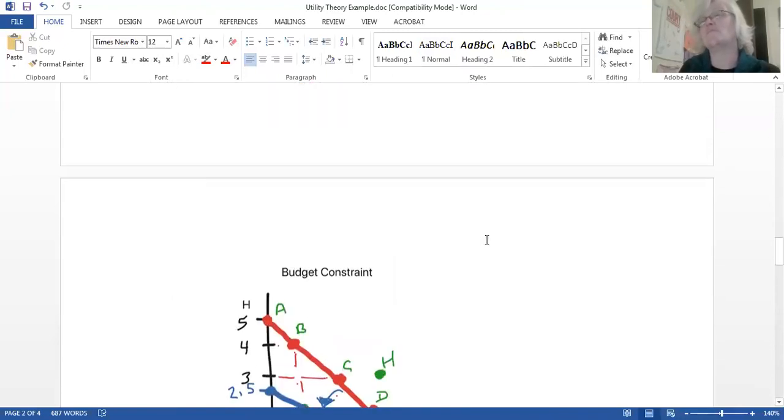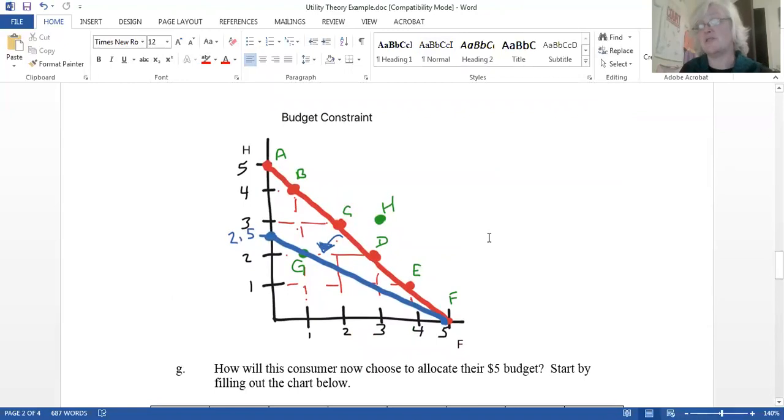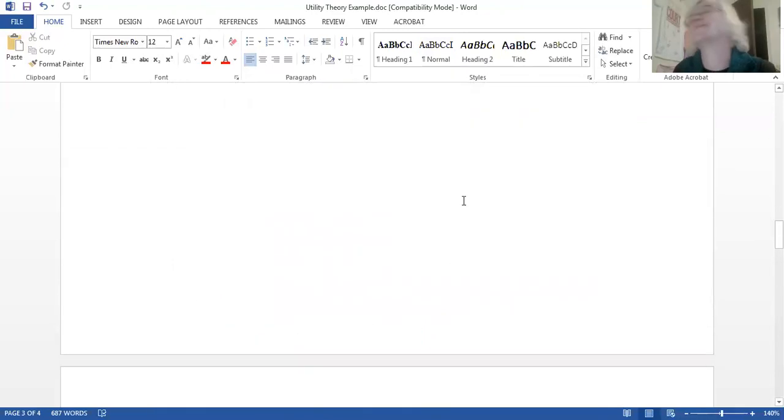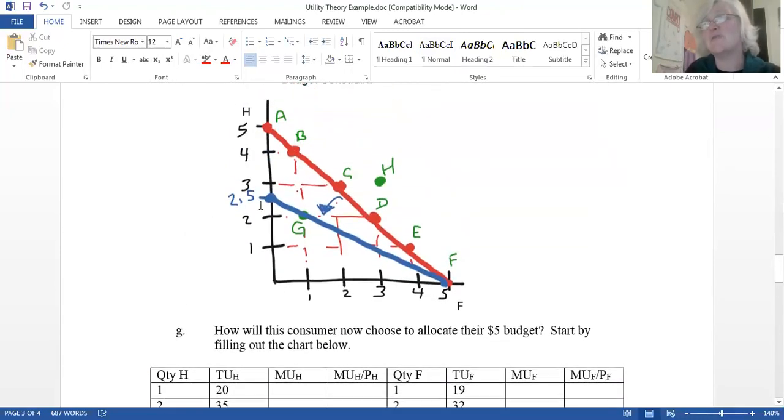Let's look at what the budget constraint does. I have the budget constraint, the original red line, but the price of French fries didn't change, so I can still afford 5 French fries. They're still $1 per French fry. But my hamburgers now go to $2. So this is where it becomes 2.5, which really I can't buy 2.5, right?